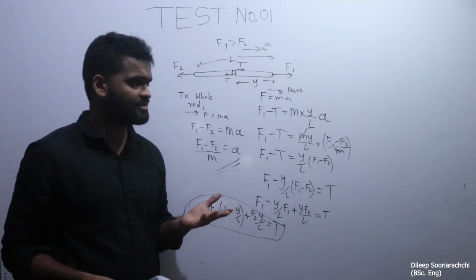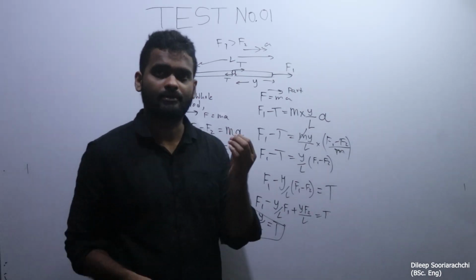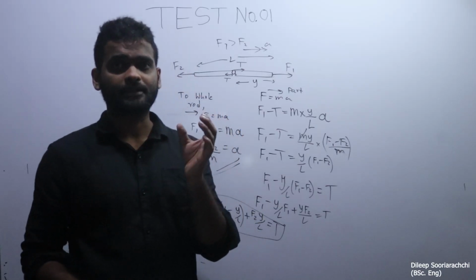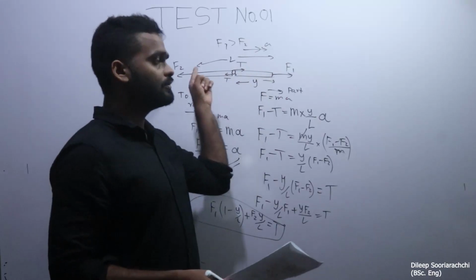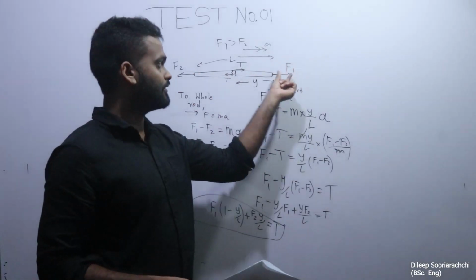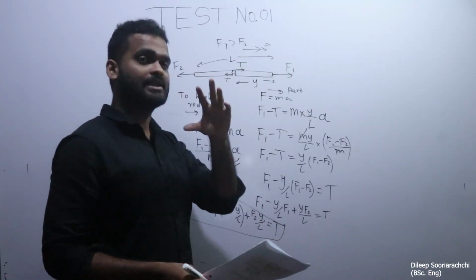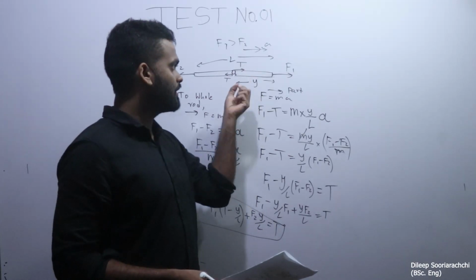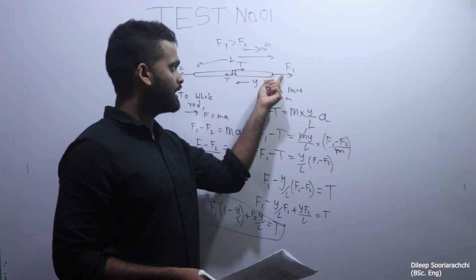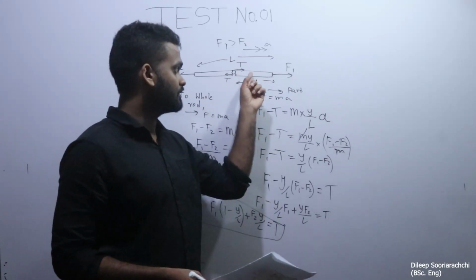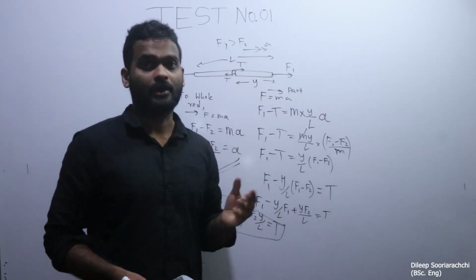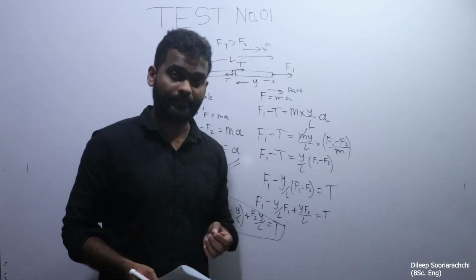So in this question, you should have an understanding of internal and external forces. If we consider the whole rod, the external forces are F1 and F2. But if we consider only this part, the forces are F1 and this T. Those are the external forces on this part. So you have to know that term. You have to understand that.